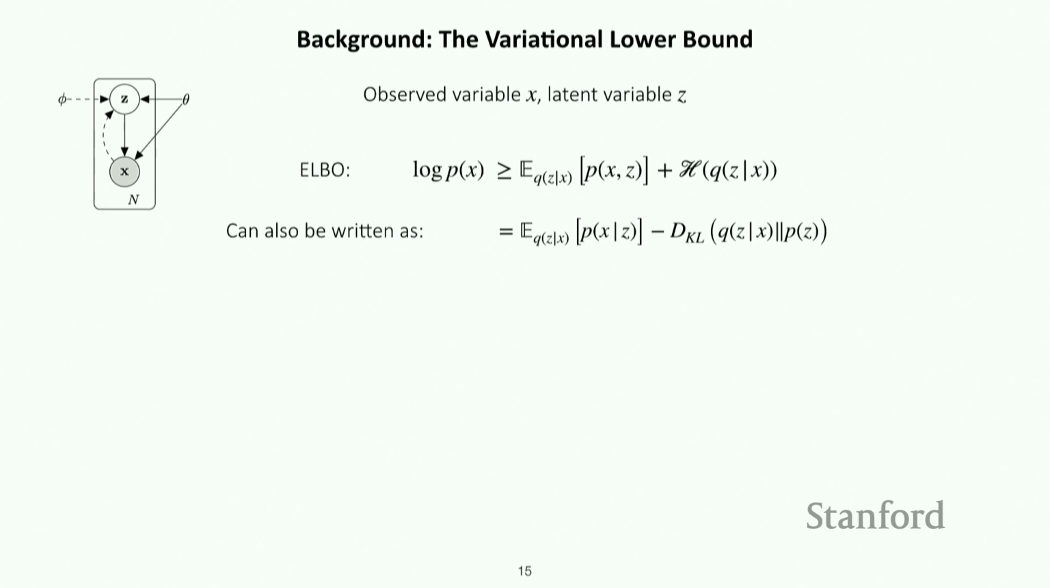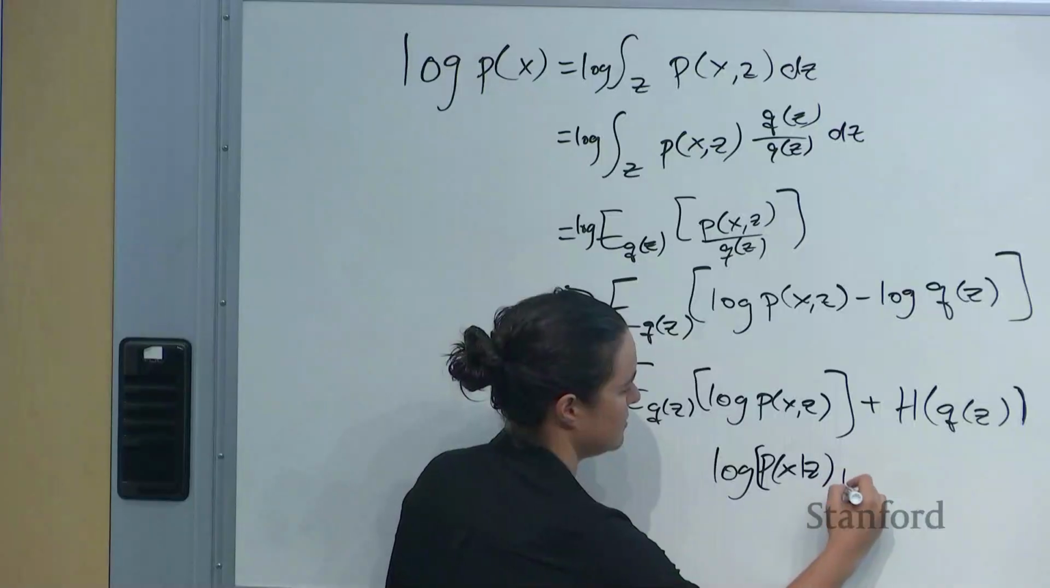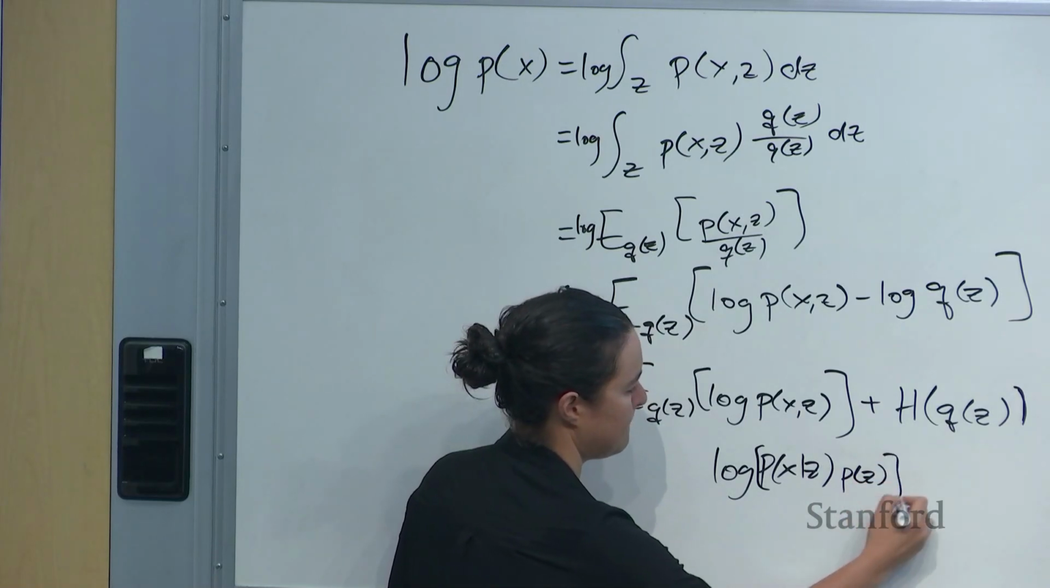So this can also be rewritten as log P of x given z times P of z.